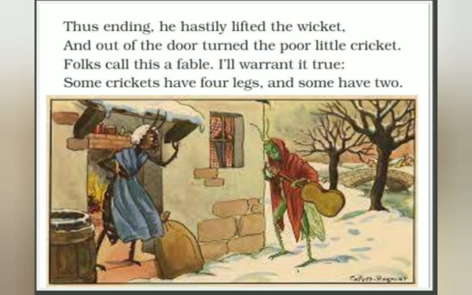Now, let's see the next stanza, which is the last stanza of this poem. "Thus ending, he hastily lifted the wicket, and out of the door turned the poor little cricket. Folks call this a fable. I will warrant it true. Some crickets have 4 legs and some have 2."